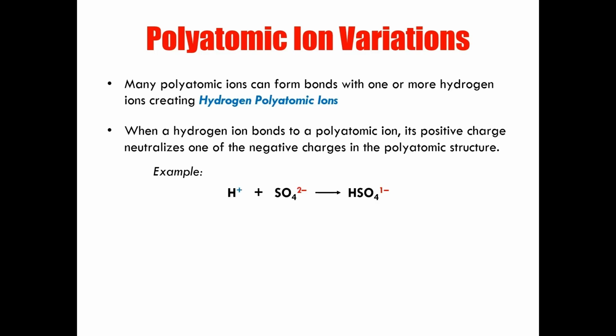The example I have here is a hydrogen ion being added to a sulfate ion. You can see that sulfate has a 2 negative charge, and when 1 hydrogen ion is added to this sulfate ion, the positive charge of the hydrogen ion cancels out 1 of the negative charges on the sulfate ion, leaving behind a hydrogen sulfate ion with a 1 negative charge.